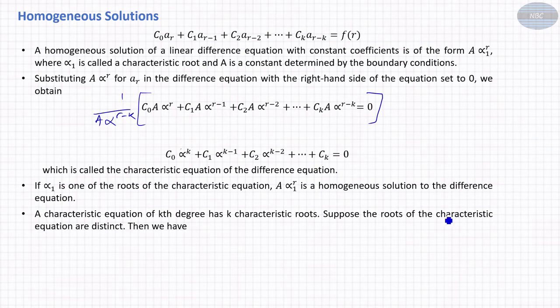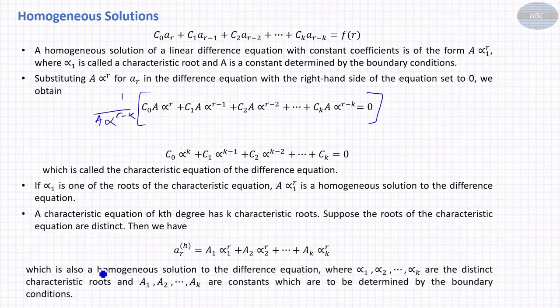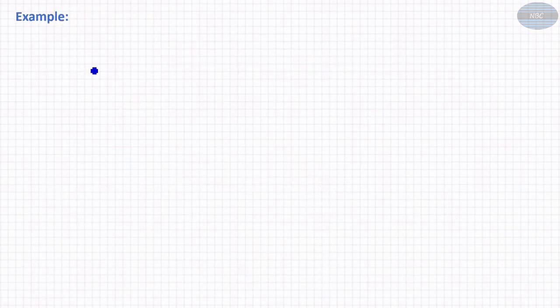Suppose the roots of the characteristic equation are distinct, meaning different roots, then we have the homogeneous solution ar equal to a1 into alpha 1 to the power r plus and so on up to ak into alpha k to the power r, which is also a homogeneous solution to the difference equation, where alpha 1, alpha 2 up to alpha k are the distinct characteristic roots of this characteristic equation, and a1, a2, ak are the constants which are to be determined by the boundary conditions.